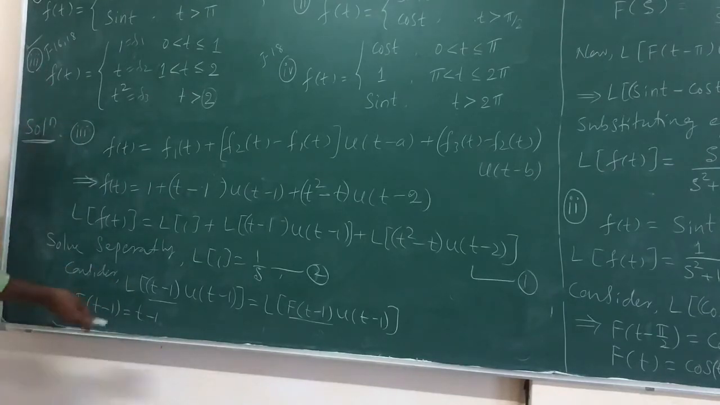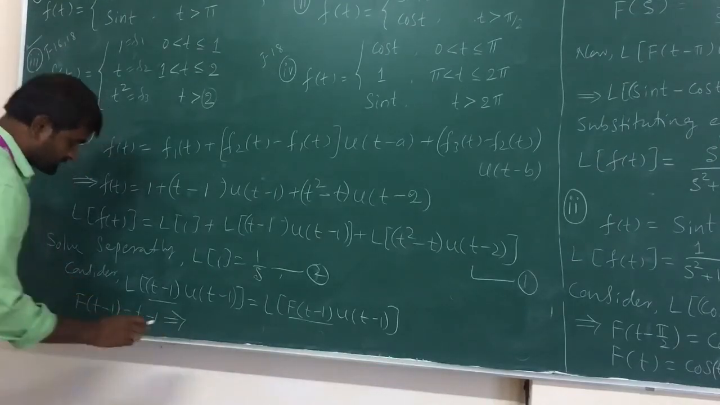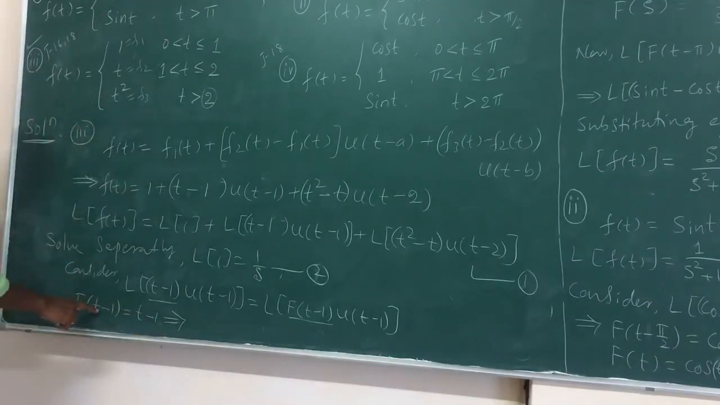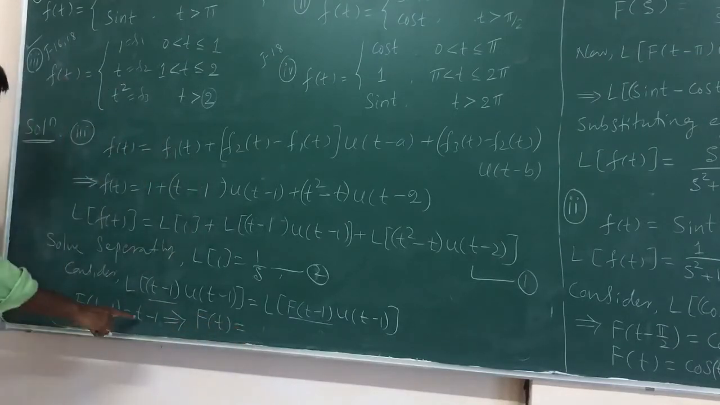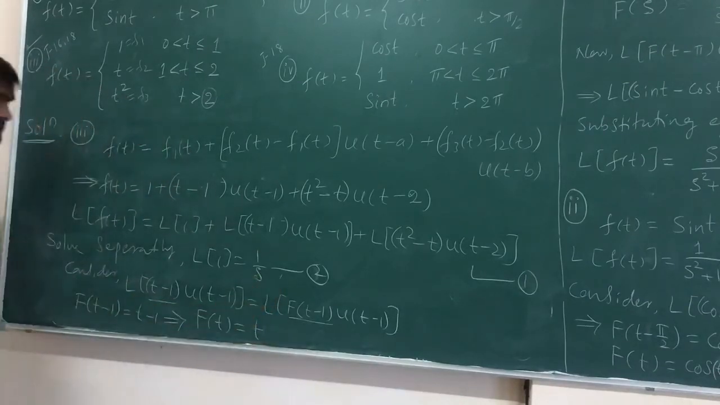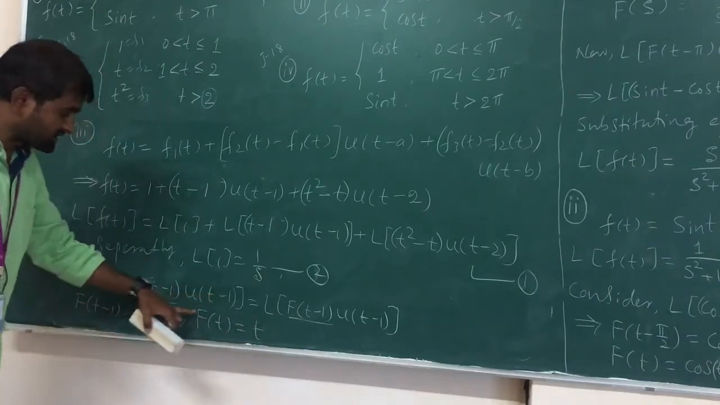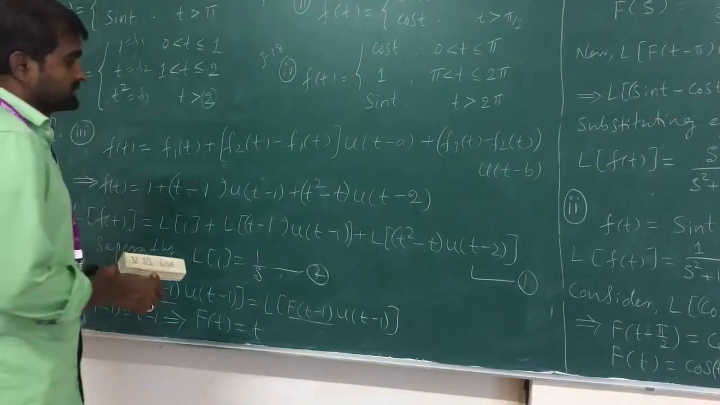So we need F of t. To remove this minus 1, we need t plus 1, so capital F of t equals t plus 1 minus 1, the plus 1 and minus 1 cancel, so we are left with only t. So take the Laplace transform of only this, right?